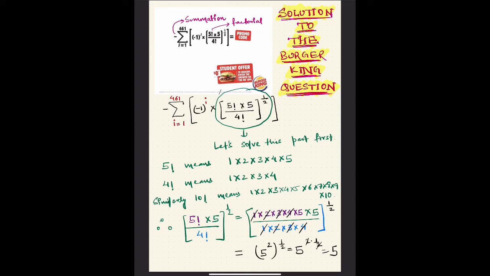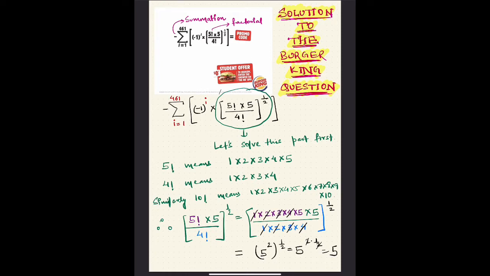This is one of the Burger King questions that became very popular recently. So the question is based on two main concepts. One is the summation and the other is the factorial. So let's try to solve this question stepwise. Let's try to understand each and every part of it.